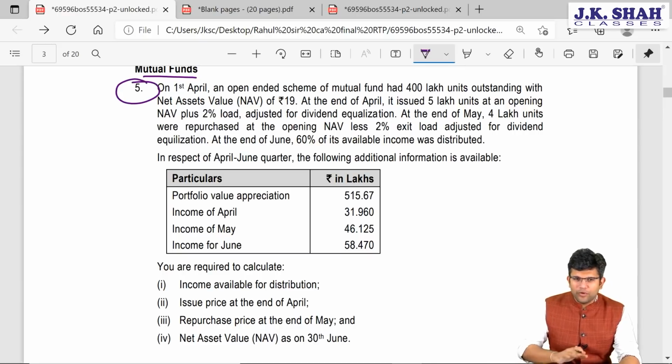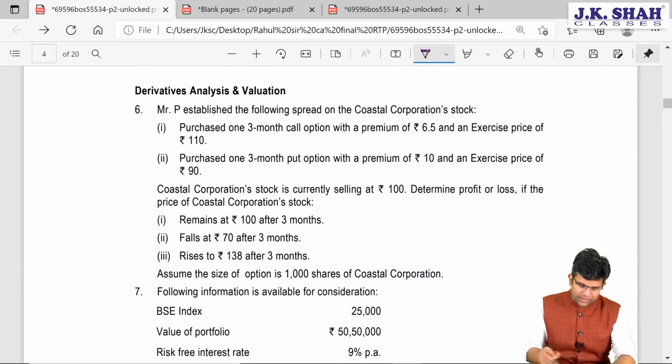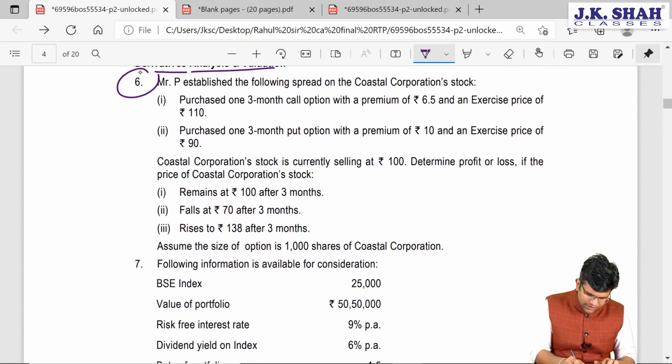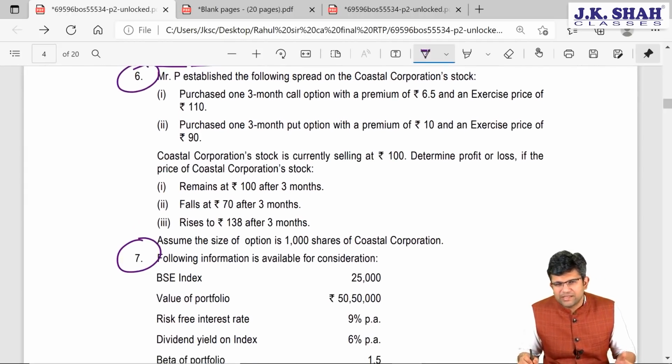Okay, students, I hope you understood how to solve the dividend equalization question. Let us now move on to the next. Children, derivative analysis and valuation. Both these questions, 6 as well as 7, are very famous questions asked in the past.